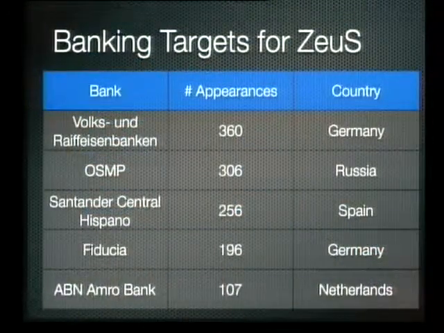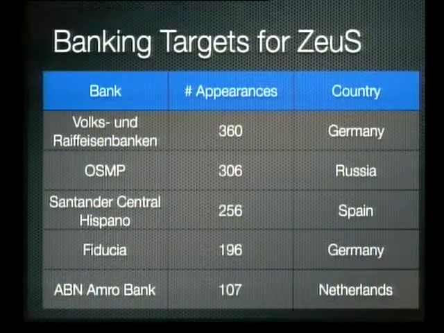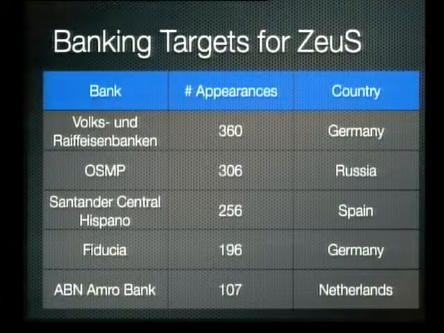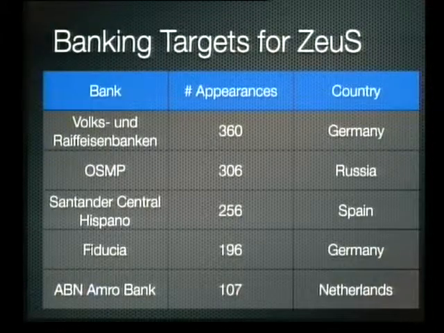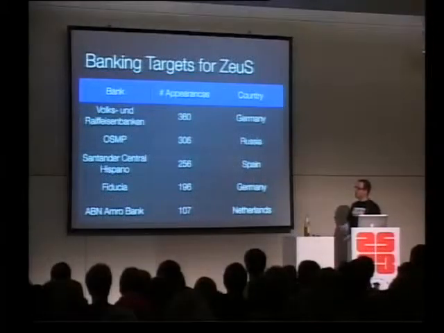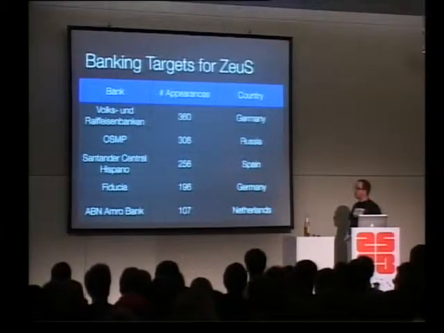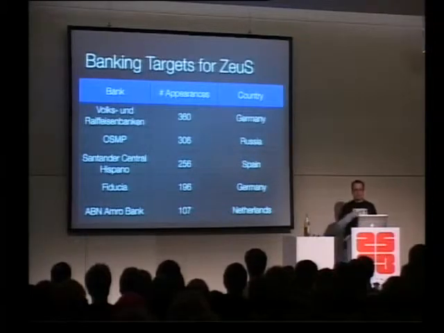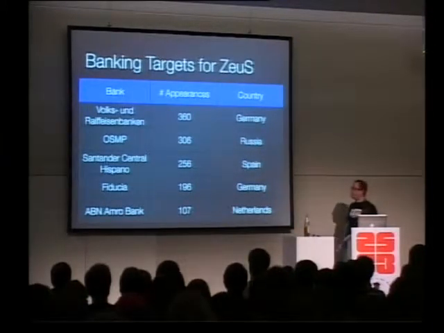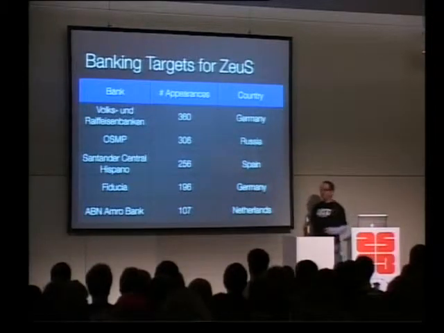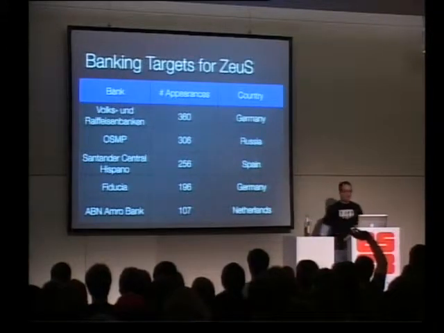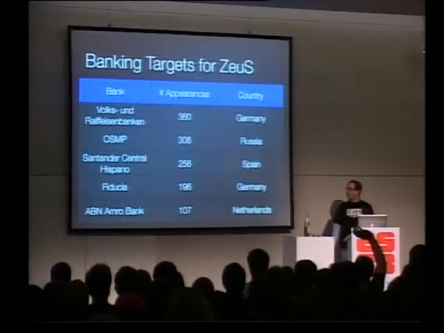These are basically the banking targets. So what kind of banks are the typical targets of the keyloggers? Here we see, for example, Volksbanken or also Fiducia relatively high within the statistics. This is basically due to the fact that I think they tested most of the stuff in Germany, and Fiducia especially is some kind of provider that does the banking infrastructure for many banks within Germany. OSMP is something similar within Russia, and then we see ABN AMRO and Santander, which are basically big banks within Spain and the Netherlands, which are the typical targets.